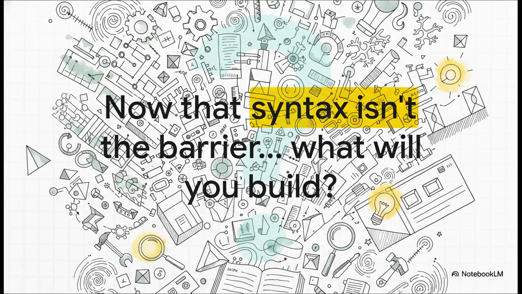And that really brings us to a final, and I think pretty powerful, question. I'm talking to everyone out there who's ever had a great idea but felt like they were stuck on the sidelines because they couldn't code. The game has completely changed. The tools are finally here. So, now that syntax isn't a barrier anymore, what are you going to build?